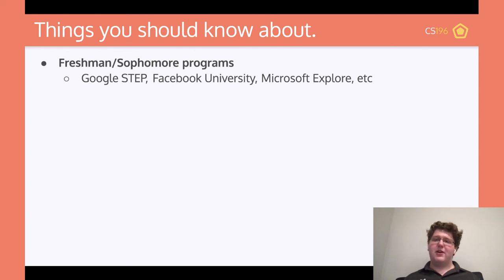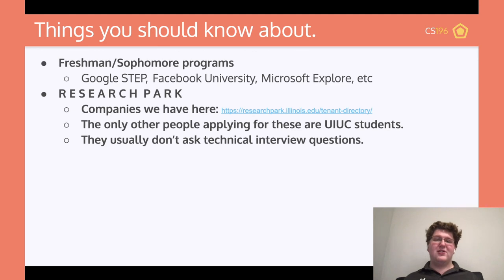Facebook and University, Microsoft Explorer. There are all kinds of different programs for freshmen and sophomores that will work out for you because they're generally targeting those groups who have less experience than, say, juniors or seniors. Research Park. This is really, really big. Research Park is a massive area just south of campus, and it has so many companies. You can click on that list later, and you will find a bunch of them.